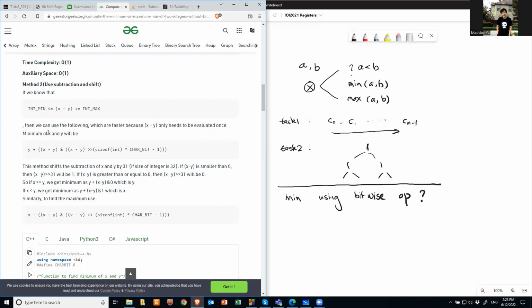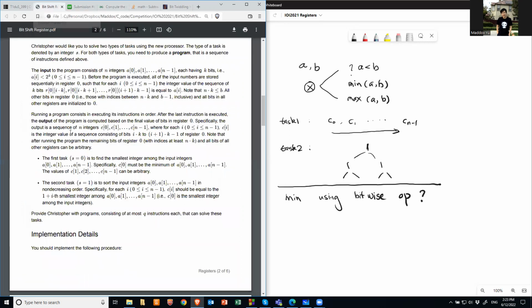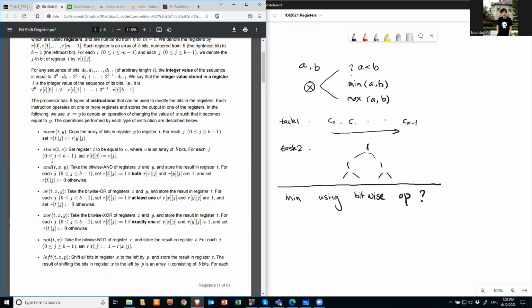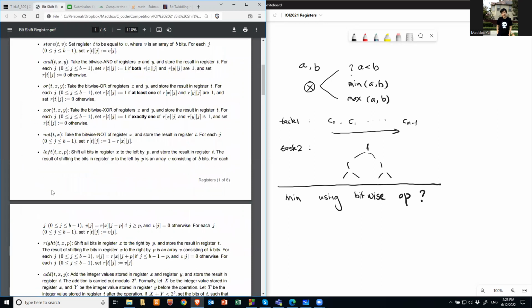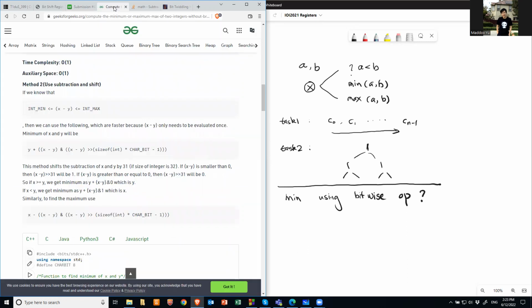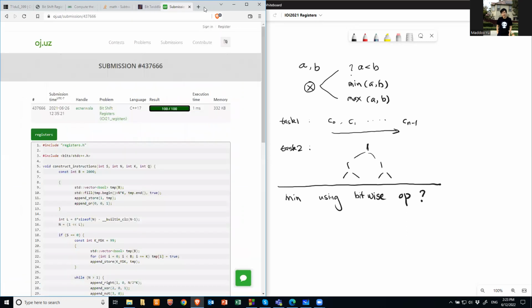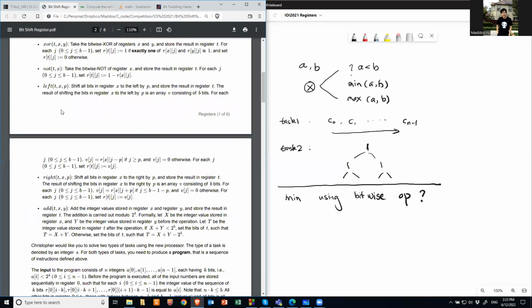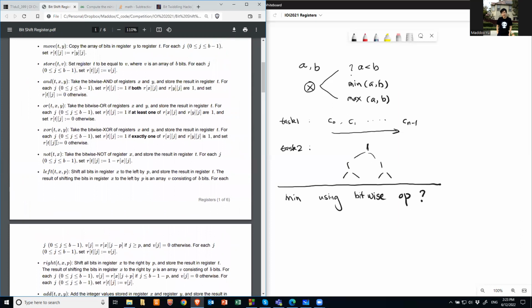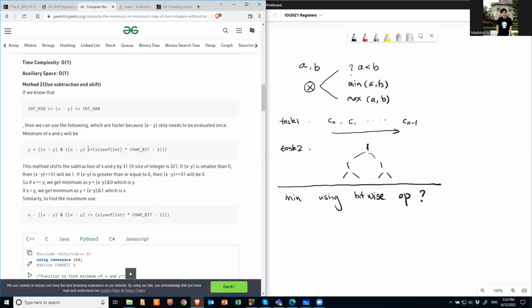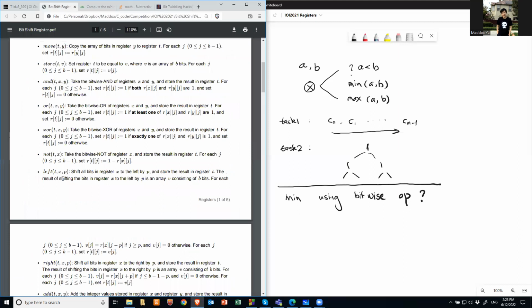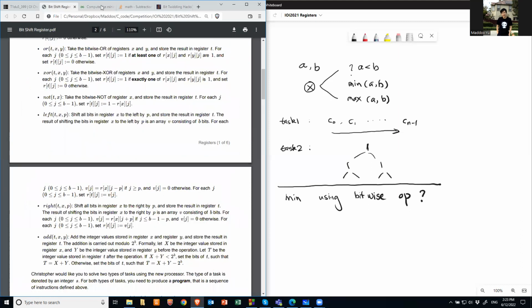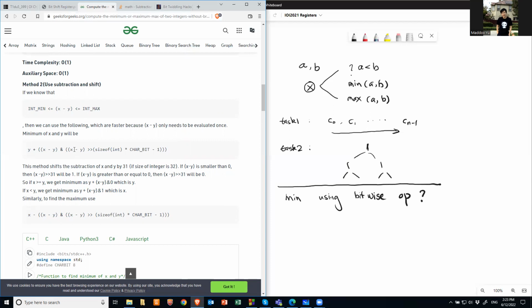If you look at the problem, we have add, so we know how to do add. There's AND, so we know how to do AND. We know how to do shift, there's a shift to the left and a shift to the right. Negative. How do I do x minus y?